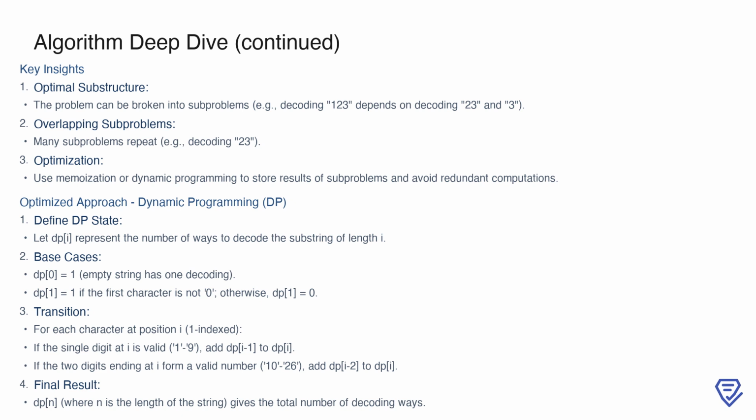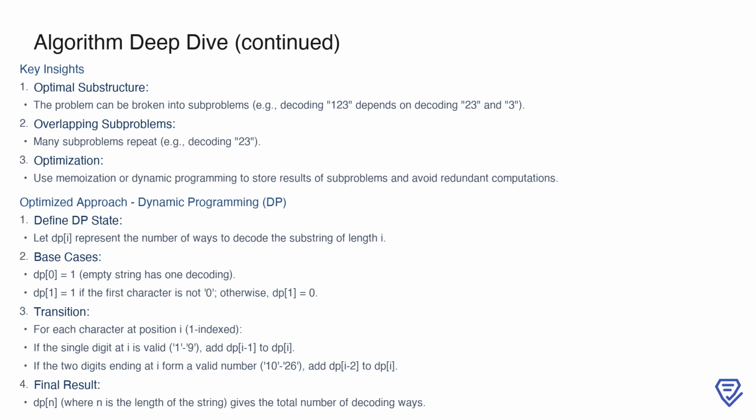computations. In the optimized approach, we define a DP state where DP[i] represents the number of ways to decode the substring of length i. The base cases are simple: DP[0] equals 1, as an empty string has one decoding, and DP[1] depends on whether the first character is valid, i.e., not 0.